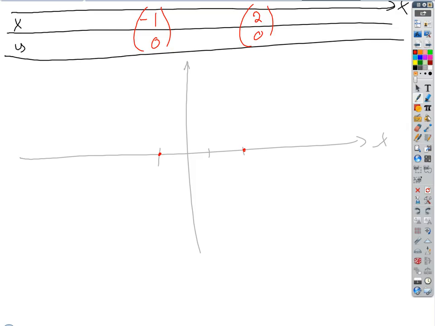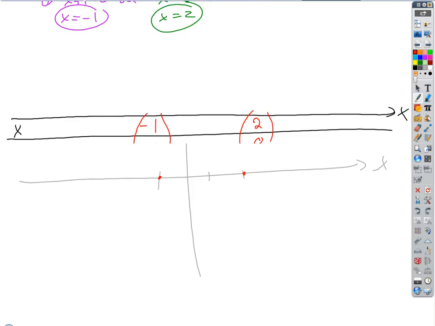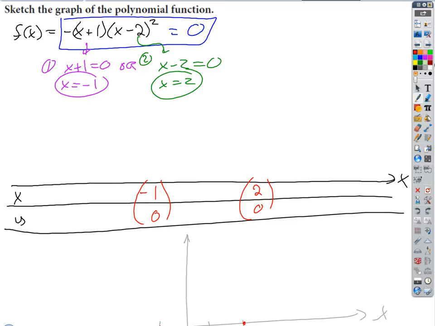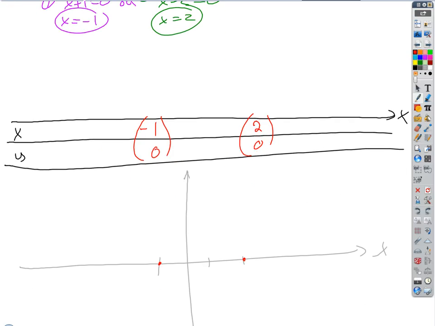How many places could this function cross the x-axis? 2, exactly 2. Could there be another one? No, there can't be. Because if there were another one, we would have had to have had another factor up here in our function. There's only two zeros of this function, right? And so there can only be 2 x-intercepts. There cannot be a third. There are exactly 2. That's going to help us. All right, so we want to know what's going on in between.